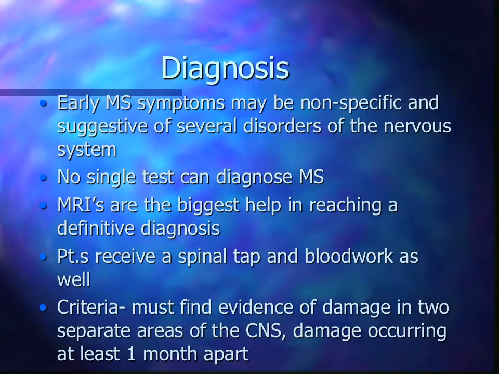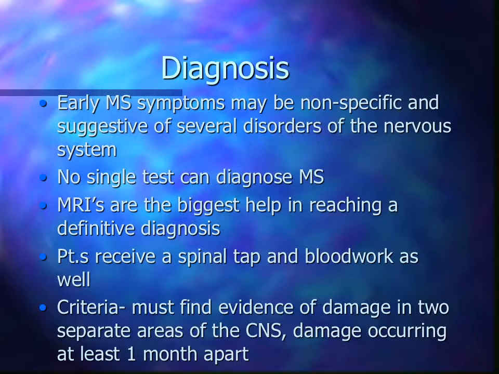Those with MS are typically diagnosed between 20 and 40 years old. However, people can be diagnosed earlier; the earliest that I've heard is around 12. It's very hard to diagnose since the initial symptoms are very common and are suggestive of several other disorders such as ALS. And no single test can diagnose MS.